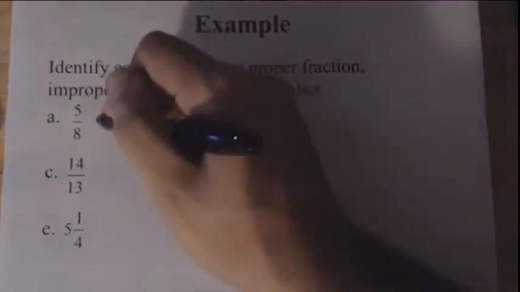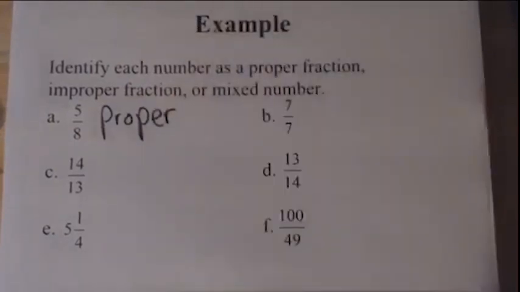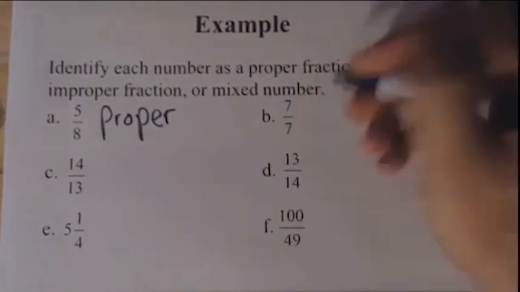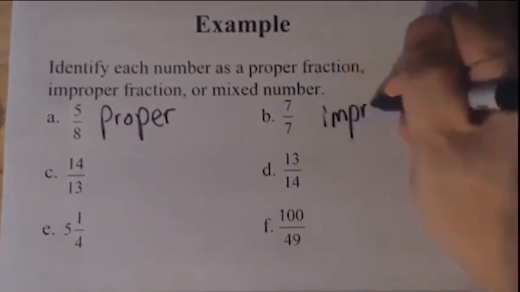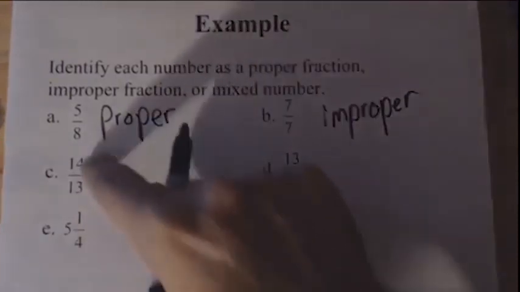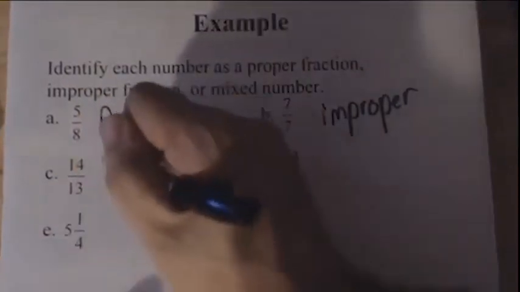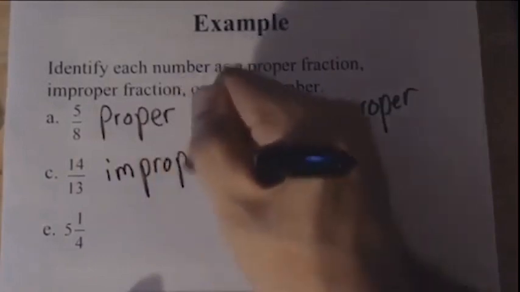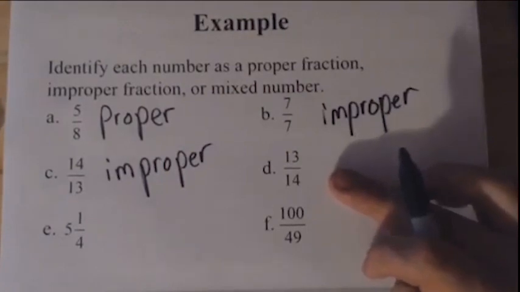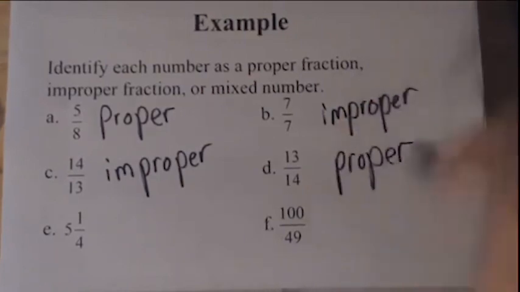A, the top is smaller than the bottom, so it's proper. B, the top is not smaller than the bottom, it's equal, so it's improper, because the top is not smaller than the bottom. Same with C. The top is a bigger number than the bottom number. The numerator is greater than the denominator, so it's improper. D, 13/14. The numerator is smaller, so it's proper.